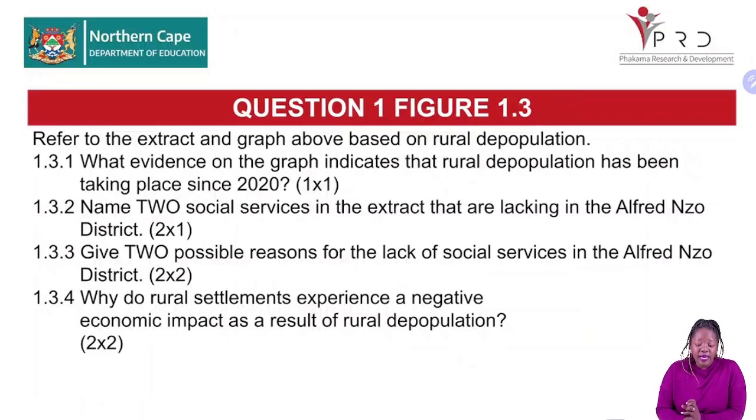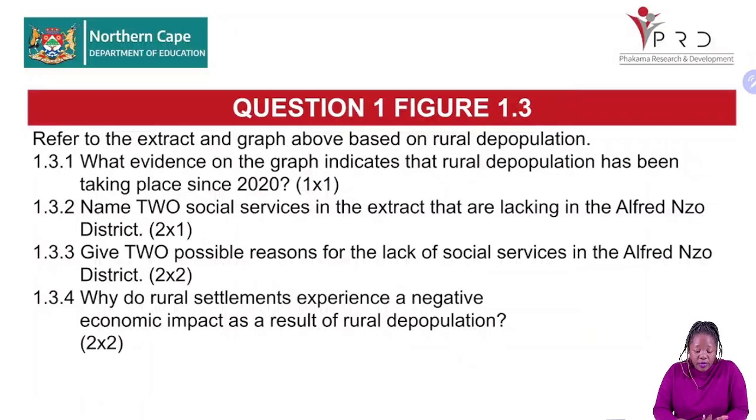Referring to the extract as well as the graph above based on rural depopulation, our first question there: what evidence on the graph, meaning you need to get the answer from the graph, indicates that rural depopulation has been taking place since 2020? Then secondly, you've got: name 2 social services in the extract. Again, it is important to go through the extract and also whatever graph they gave you.